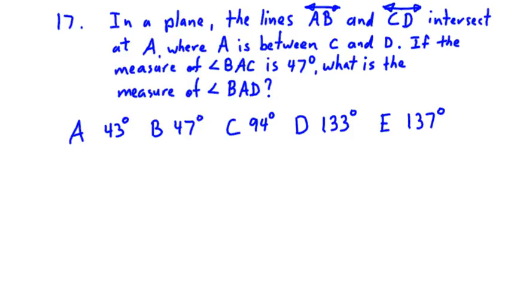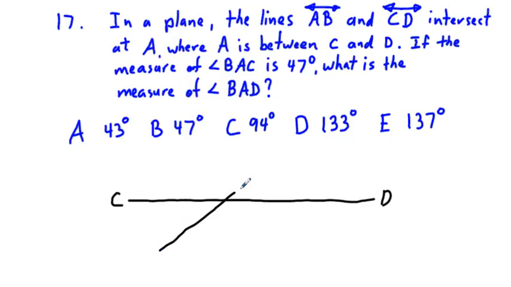Next, 17. In a plane, the lines AB and CD intersect at A, where A is between C and D. If the measure of angle BAC is 47 degrees, what is the measure of angle BAD? Again, this one here, the challenge is you don't have a picture, so you can quickly draw a picture. And here I'm going to draw the picture of this line CD. And next thing I did is I drew the line AB.